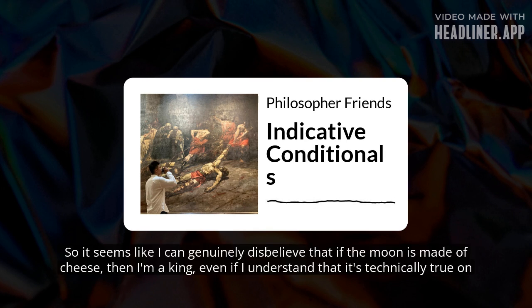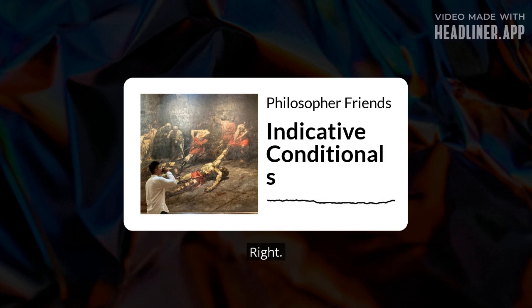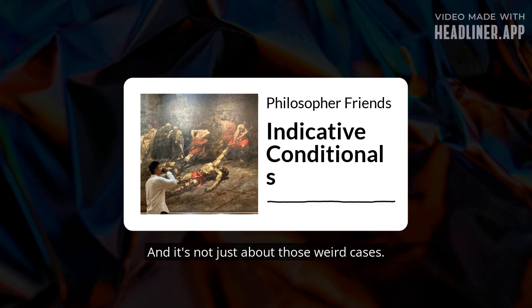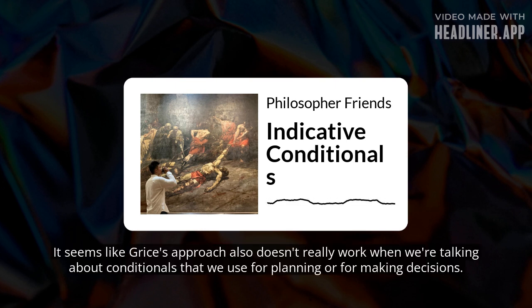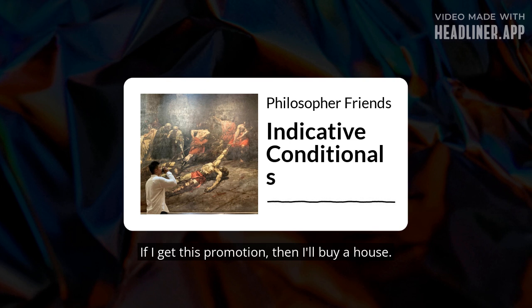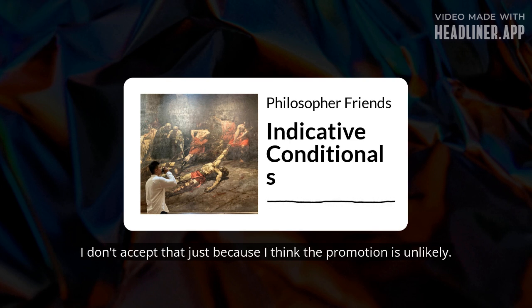So it seems like I can genuinely disbelieve that if the moon is made of cheese, then I'm a king, even if I understand that it's technically true on the truth functional account. It doesn't feel like a joke. I really don't believe that. Exactly. And it's not just about those weird cases. It seems like Grice's approach also doesn't really work when we're talking about conditionals that we use for planning or for making decisions. Like, if I get this promotion, then I'll buy a house. I don't accept that just because I think the promotion is unlikely.